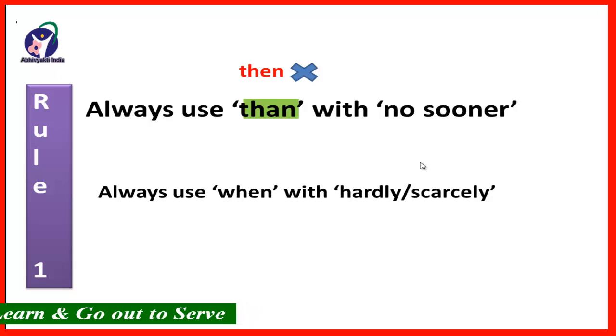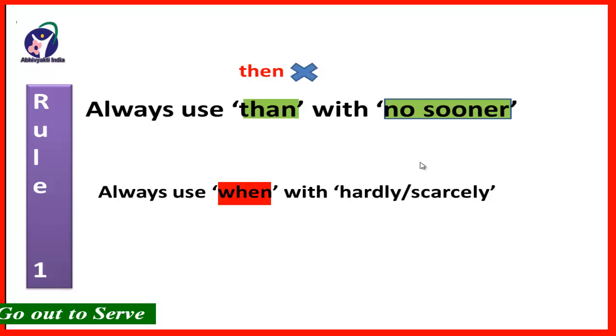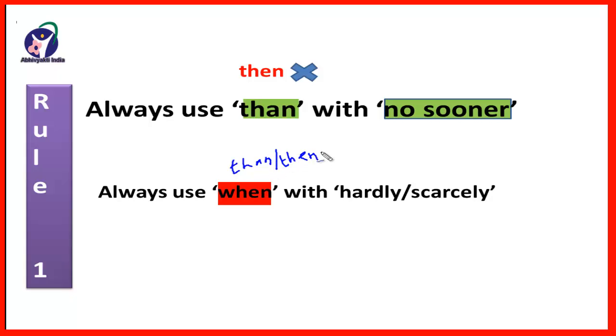Then the second rule is that always use when with hardly or scarcely. Always use when with hardly or scarcely, but sometimes instead of when, then is used, maybe THAN or maybe THEN, and this is wrong.